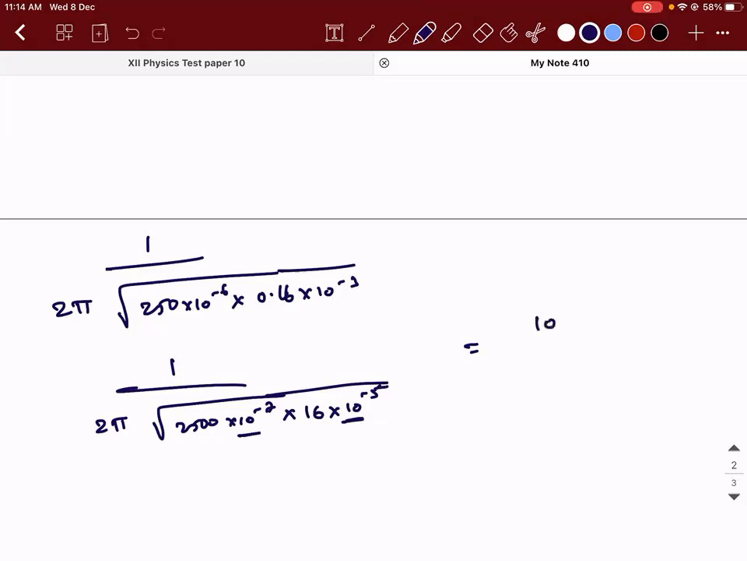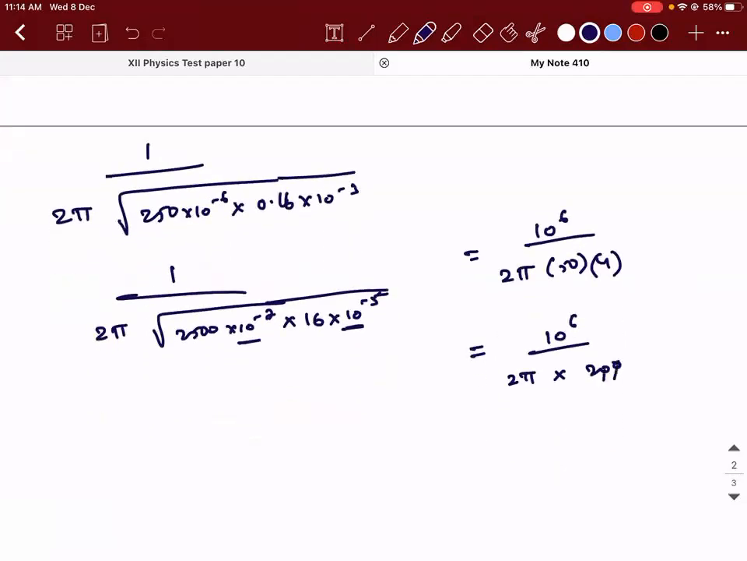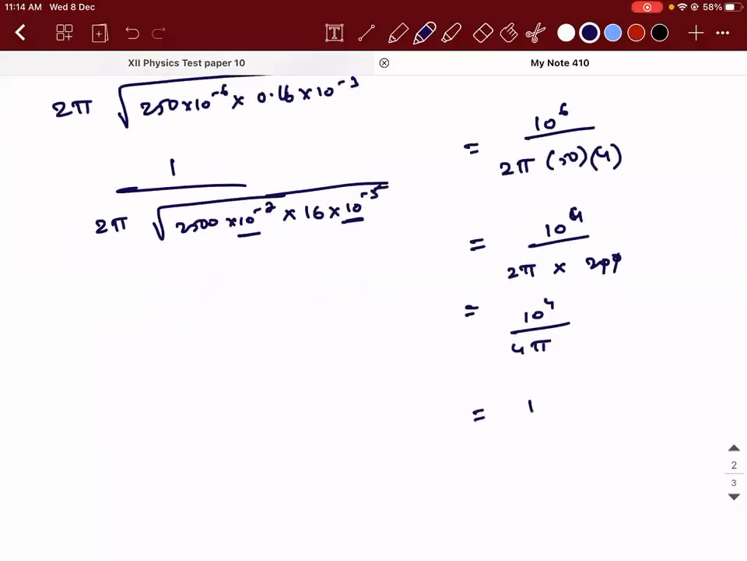That will go to the numerator as 10 power 6 divided by 2 pi into square root of 2500, which is 50, into square root of 16, which is 4. So 10 power 6 divided by 2 pi into 50 into 4 is going to give us 200. 2 zeros are gone, it becomes 10 power 4 divided by 4 pi. So 10 power 4 is 10,000 divided by 4 into pi. So this goes 250. So 250 divided by 3.14.